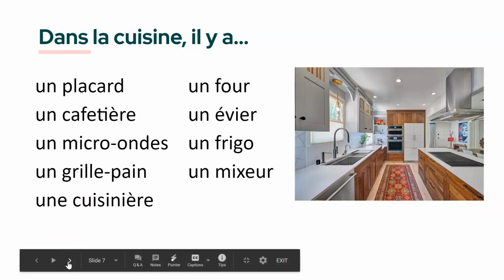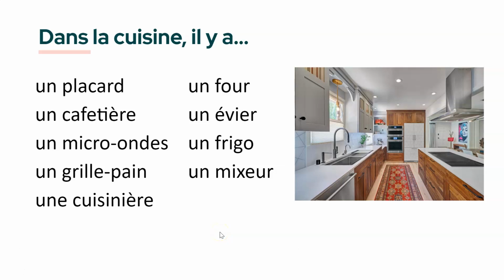Next, we have the kitchen, la cuisine. So we could say, dans la cuisine, il y a. In the kitchen, there is. And here are some items that you would find in the kitchen. Un placard, which is a cabinet. Un cafetière, and that is a coffee maker.